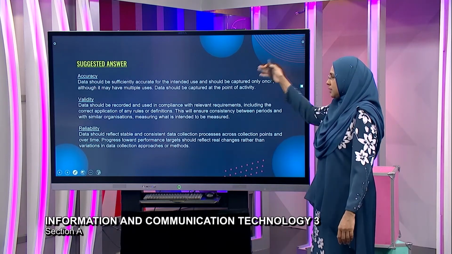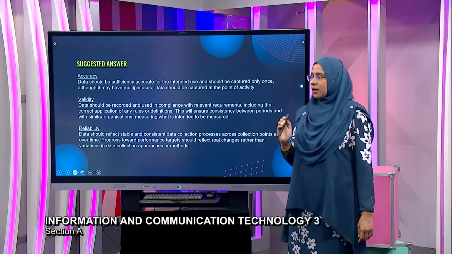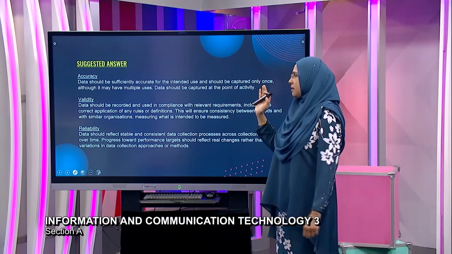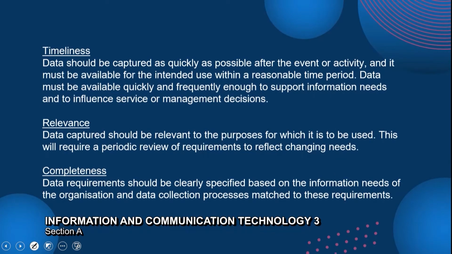So you write something like this. You state the characteristic of good data: accuracy. So what is accuracy? You write the point for accuracy. And then next, validity. So what is validity? You write the points for validity. And so on. I give more: timeliness, relevance, completeness. So this is how we write.